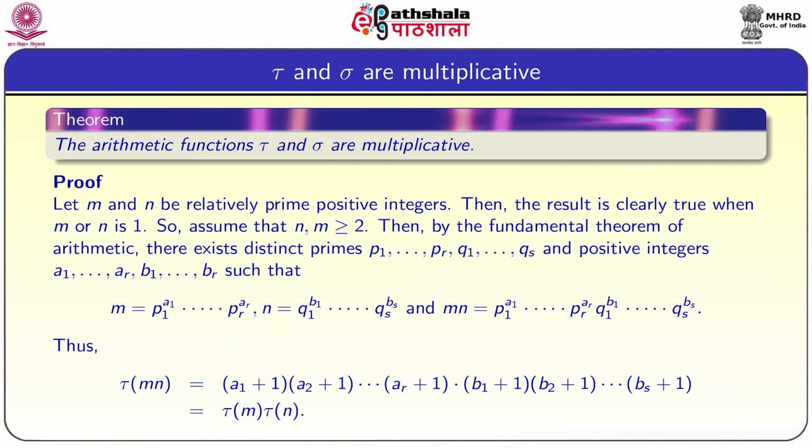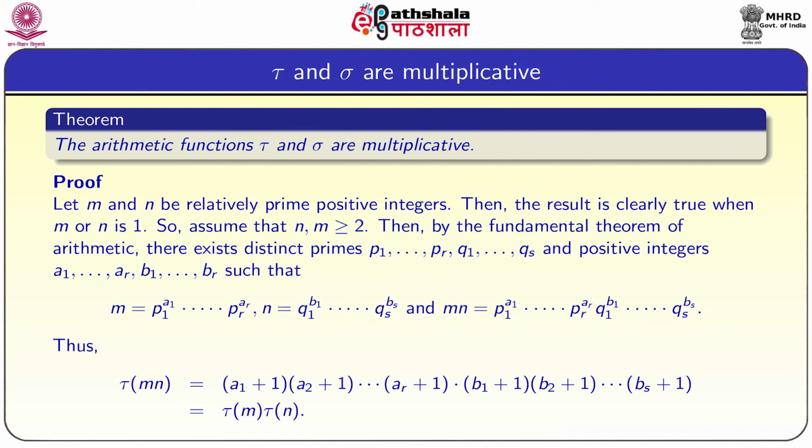Because of that, now we are going to show that tau and sigma are multiplicative by using the previous result. The arithmetic functions tau and sigma are multiplicative. Since m and n are relatively prime positive integers, in order to show multiplicativity we need to choose two integers which are relatively prime. Then by the previous result, the claim is clearly true when m or n is equal to 1.